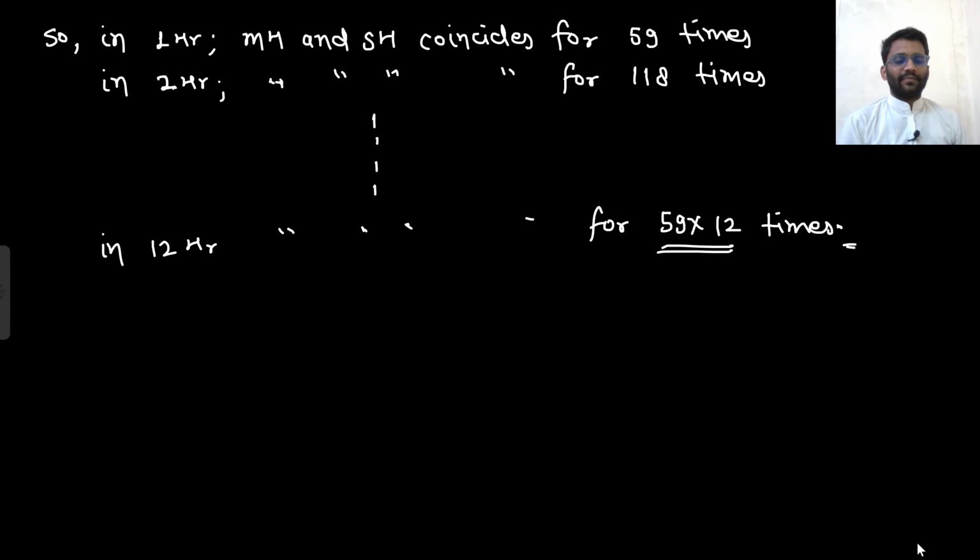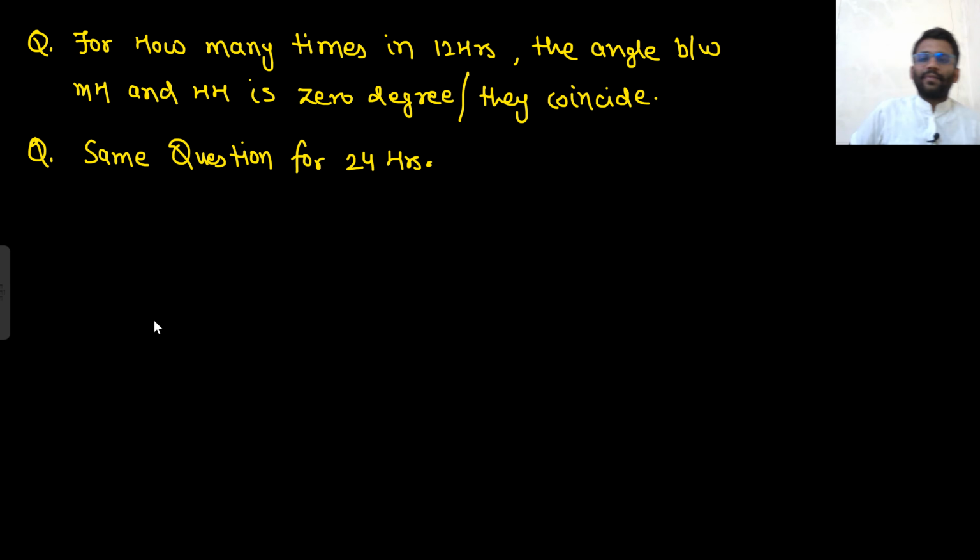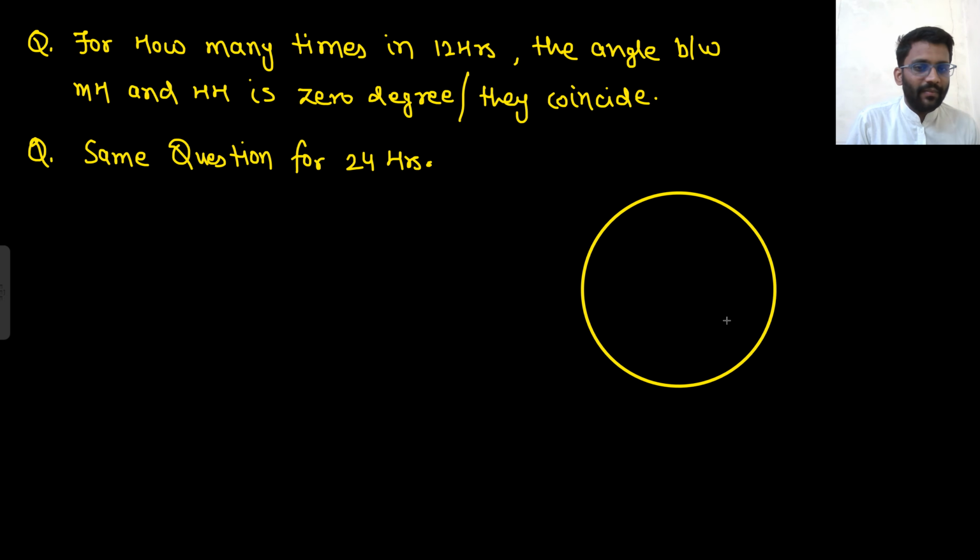Well and good. Let's move on to the next problem. For how many times in 12 hours is the angle between the minute and hour hand 0? The angle between minute and hour hand is 0. That means they are coinciding, right?